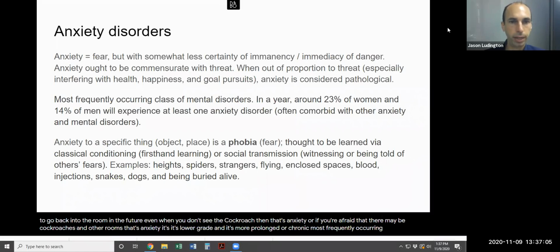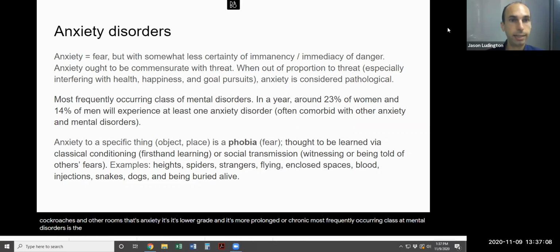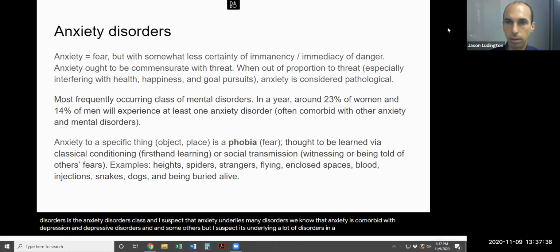The most frequently occurring class of mental disorders is the anxiety disorders class. And I suspect that anxiety underlies many disorders. We know that anxiety is comorbid with depressive disorders and some others, but I suspect it's underlying a lot of disorders. In a year, around 23% of women and 14% of men will experience at least one anxiety disorder, often comorbid with other anxiety and mental disorders.